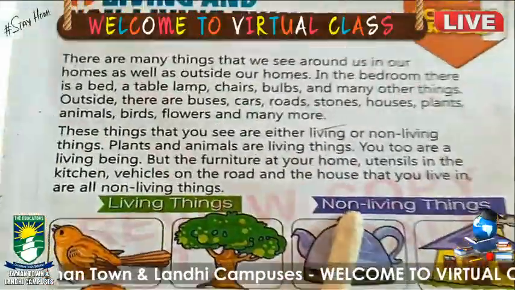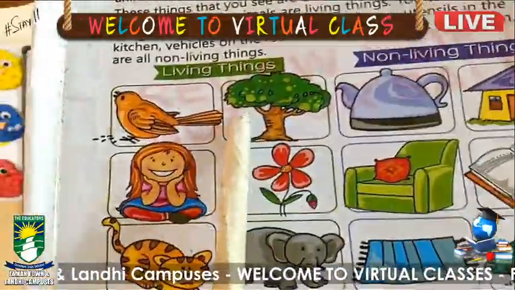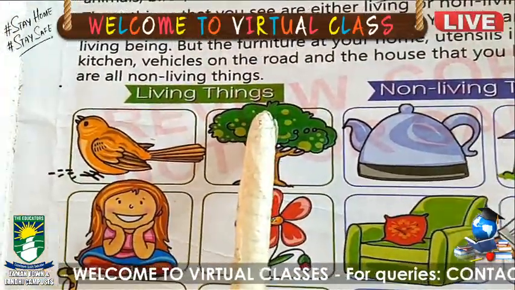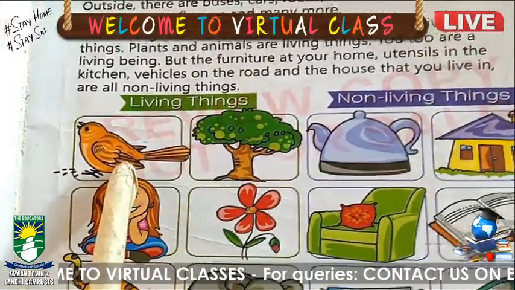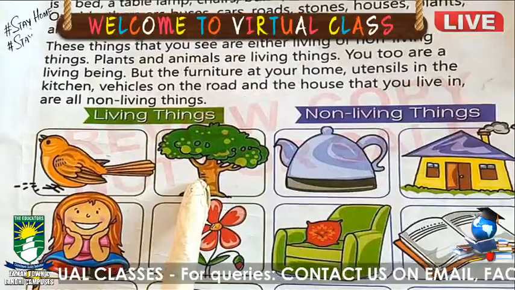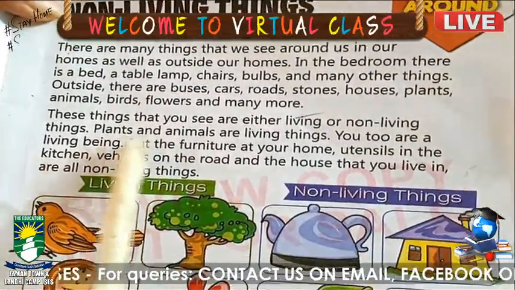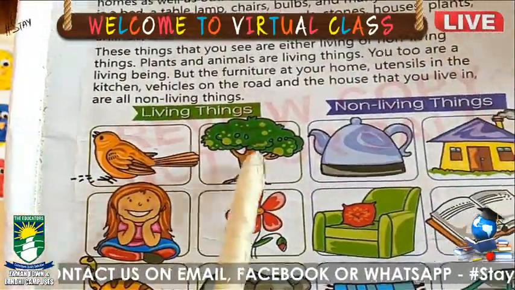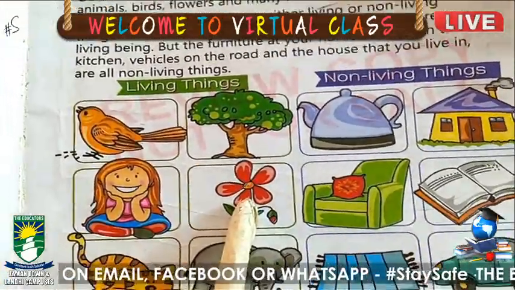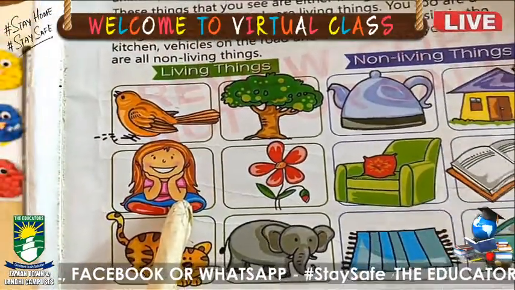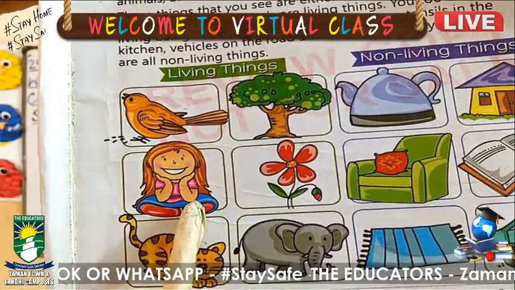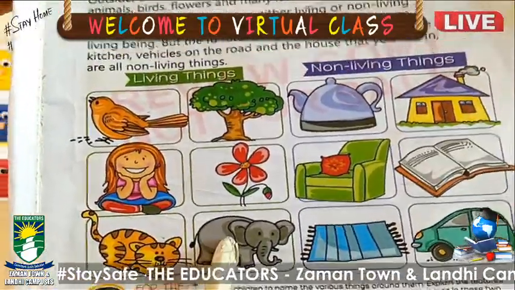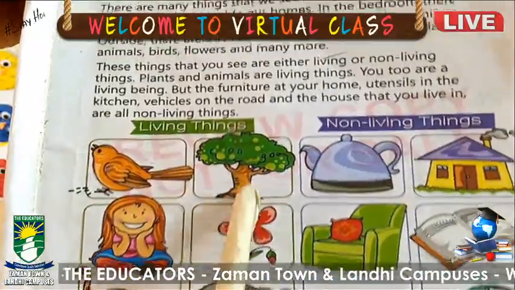Look at these pictures. These are the pictures of living things. You can see the heading here, living things. Okay, this is a bird who is living. Okay, this is a tree. As they have told us that plants and animals are living things, so here you can see the pictures of animals, the pictures of plants. This is a flower. It is also a living thing. Okay, this is a girl. As we know that we are also living things, so a girl is also a living thing. A cat, an elephant. These are the pictures of living things.